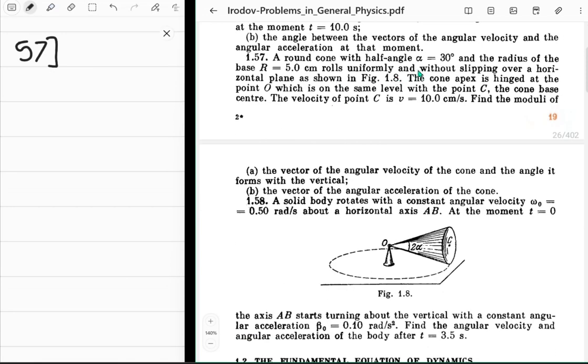A round cone with half angle alpha equal to 30 degrees and the radius of the base r equal to 5 centimeter rolls uniformly in figure 1.8, without slipping on a horizontal plane as shown. The cone apex is hinged at the point O, which is on the same level with the point C. C is the cone base center. Velocity of C is given. Find the moduli of the vector of the angular velocity of the cone and the angle it forms with the vertical.